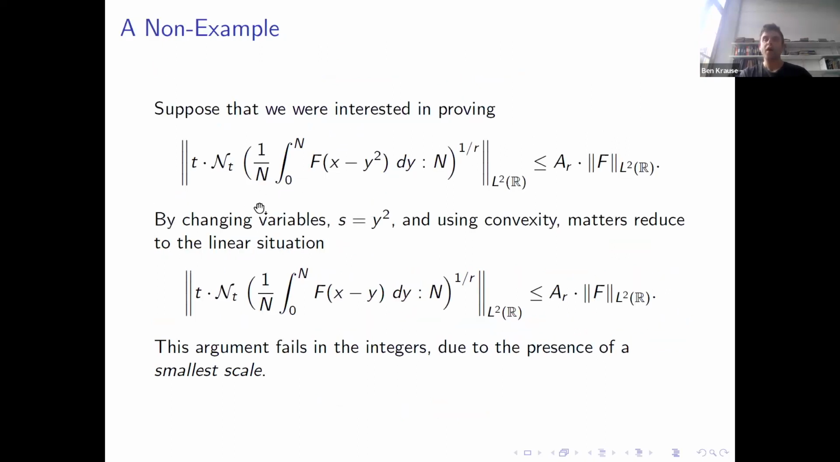And indeed, if you're trying to prove the continuous jump counting function behaves well, you can just use change of variables and a little bit of convexity. There's no new difficulty. But of course, you can't use change of variables over the integers because of the presence of a smallest scale. There's no type of infinitesimal, so you can't possibly make this move.